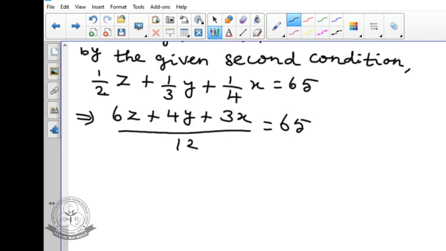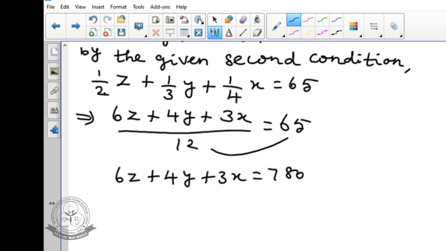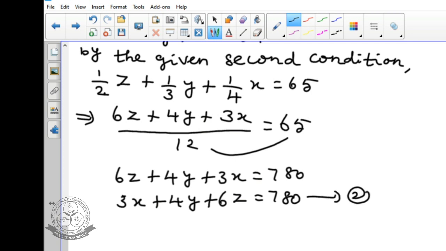We have to take the LCM of the denominator. So 6Z plus 4Y plus 3X, we multiply here and we get 6Z plus 4Y plus 3X equal to 65 into 12, which is 780. We have to write in order: 3X plus 4Y plus 6Z equal to 780. Keep this as equation number 2.